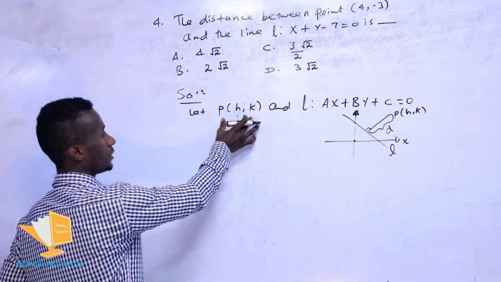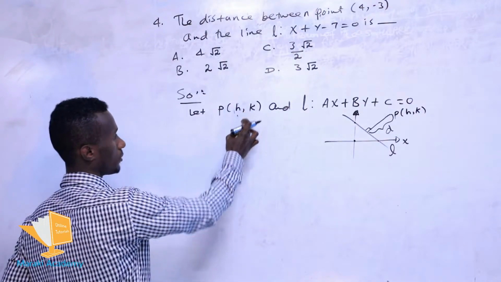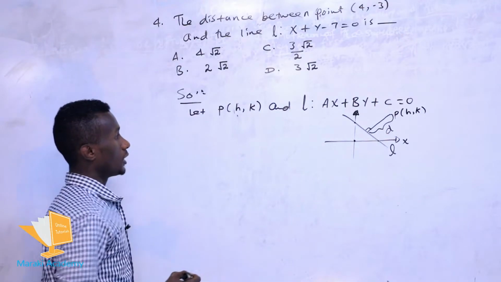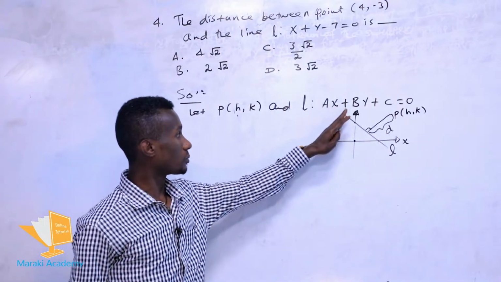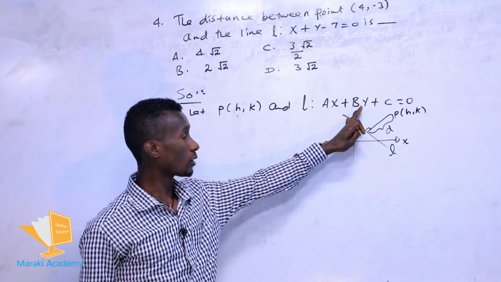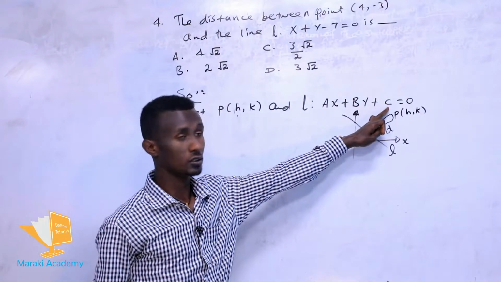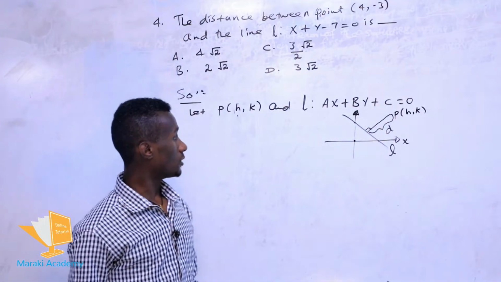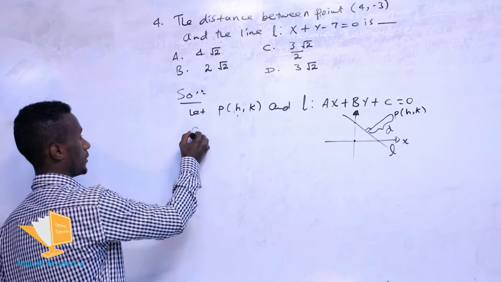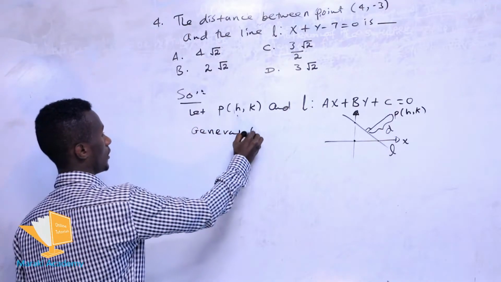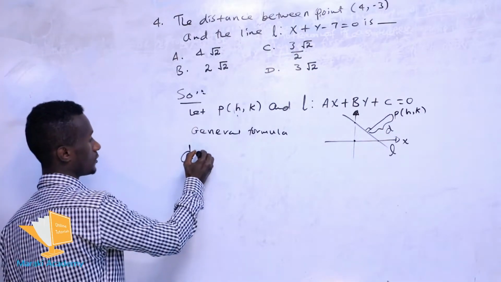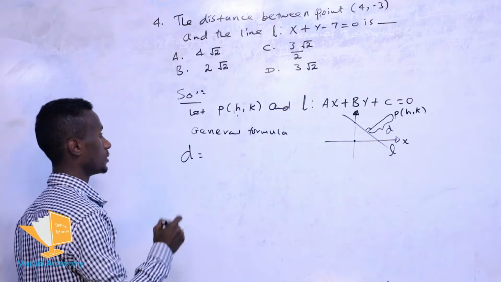The point P is determined by the X point H and the Y point K. The line is expressed with the X coefficient A, and here you have to be careful, the Y coefficient is B, and C is the constant term. After observing this, we have the general formula to determine the distance from the point P to the line L.